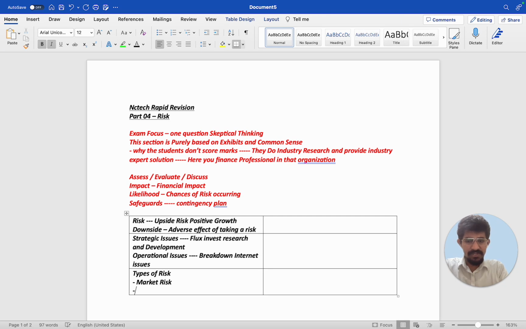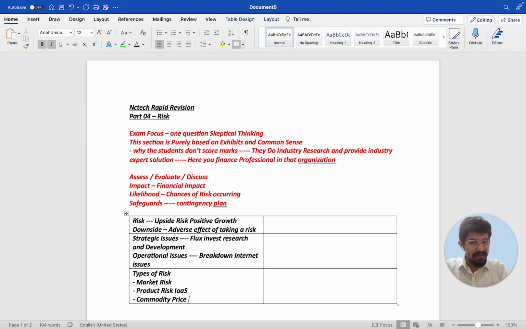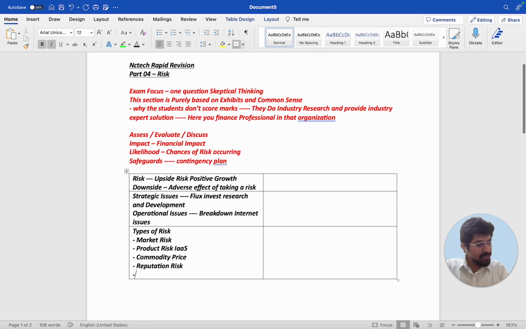Students, the issue of inflation, all those things are market risk. Product risk. Now, currently, our product is IAS, no students. It's a risky product now. Outdated product, no students. That is one more thing. Commodity price issue. Now, students, internet is a very important stream that will affect our business. Like petrol is a commodity, no students. Then reputation risk as usual, but don't memorize it. Students generally write reputation risk, a blind answer for everything.